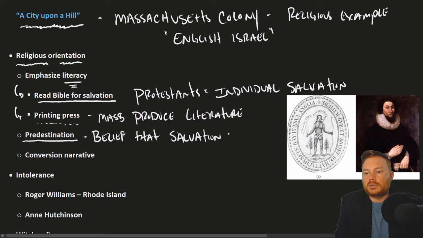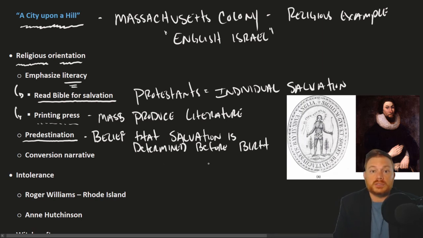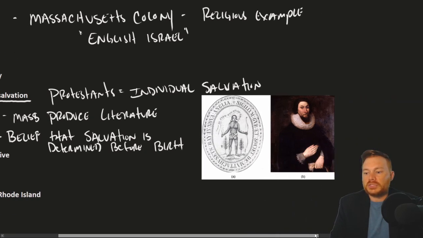Salvation is determined, let's say, before birth. That's the idea. So if you think about it, no matter what you do as a Puritan, if you believe in predestination, you're either going to heaven or you're going to hell. Most of us would think that, in that case, it really doesn't matter what one's actions are. So you could sin as much as you want, and that would have no impact on whether you would go to heaven or hell. But that's not really the way that the Puritans believed.